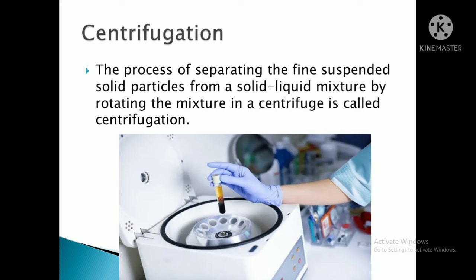Okay, so now we'll go to an important part, that is centrifugation. What is centrifugation actually? This process is separating the fine suspended solid particles from a solid liquid mixture by rotating the mixture in a centrifuge, called centrifugation. Mainly centrifugation is used in laboratories or pathological laboratories or diagnostic centers. It is used mainly to separate the blood cells from the blood, to test the blood cells.